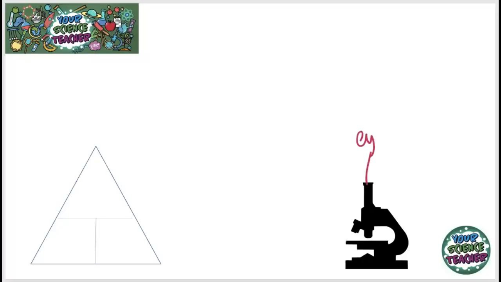And we look through the eyepiece that's on the top of our light microscope. And this does provide some of the magnification. The other part of the microscope that provides magnification is our objective lens. You can actually calculate how much magnification you are going to have by timesing the objective lens magnification by the eyepiece magnification. For example, if this was times 5 and this was times 10, your overall magnification would be times 50.